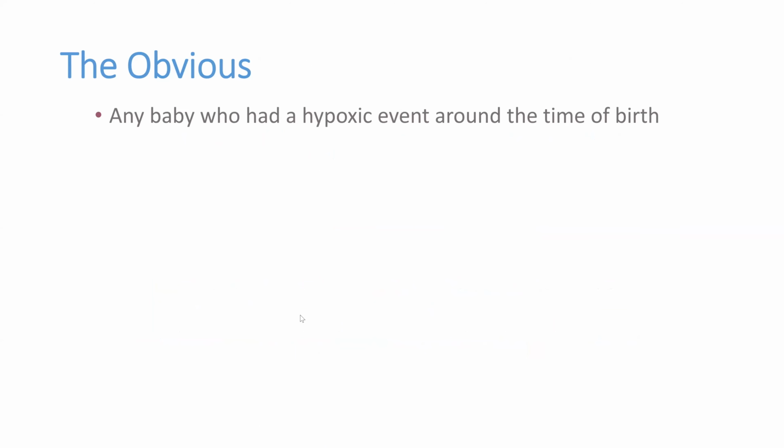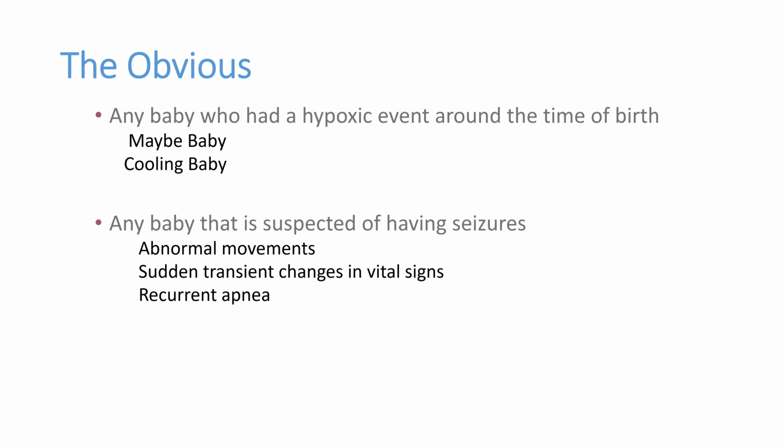The obvious babies are those hypoxic babies, those asphyxiated babies. The maybe baby, the ones where you're like, should we cool? Should we not cool? Those are the ones you can be looking at. The cooling babies for sure should be monitored. Any baby who has suspicious movements, abnormal, weird, transient vital signs, recurrent apneas, we need to be thinking seizures and strokes on those kiddos. We need to be monitoring them.